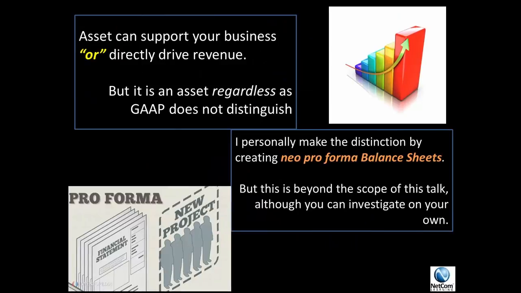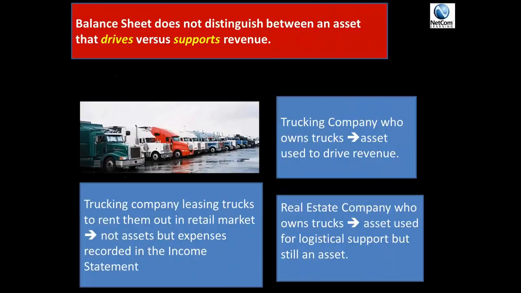Now, an asset can support your business or directly drive revenue, but it is an asset regardless, as GAAP, the generally accepted accounting principles, does not distinguish an asset's purpose. Now, personally, I do make the distinction between an asset that logistically supports revenue and one that directly drives revenue by creating pro forma balance sheets. But that is beyond the scope of this talk, although you can investigate on your own. Now, the balance sheet, again, does not distinguish between an asset that drives versus supporting revenue.